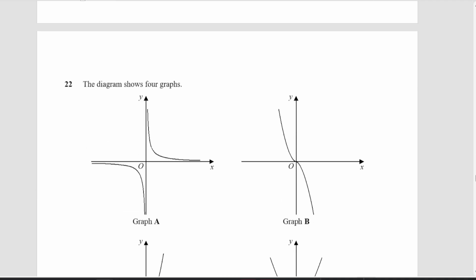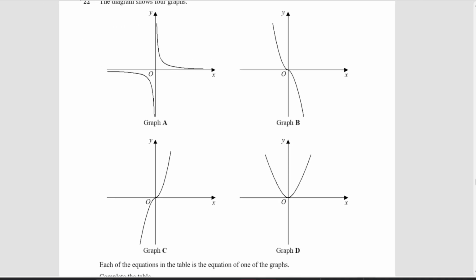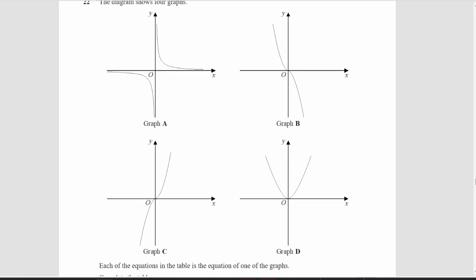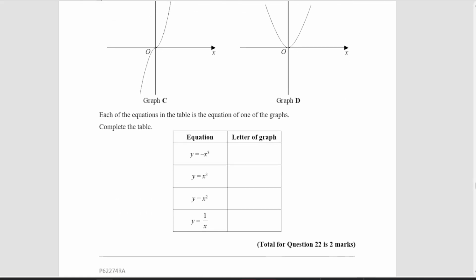Okay, question 22. Types of graph. We've got a reciprocal, a negative cubic, a positive cubic, and a quadratic. And then we're just asked to link them up. So the negative quadratic was graph B, positive quadratic was graph C. Negative cubic was B, positive cubic was C. The quadratic was D, and then the reciprocal was A. So B, C, D, A.